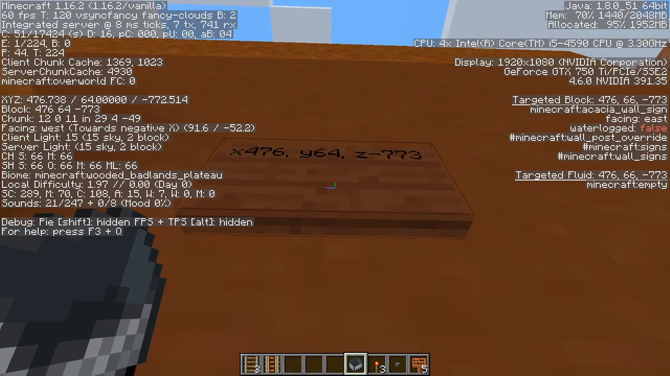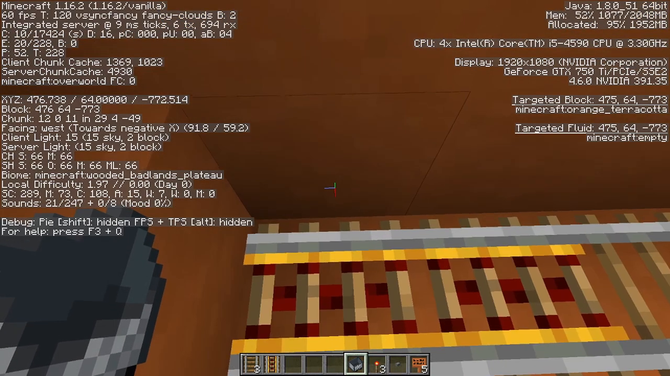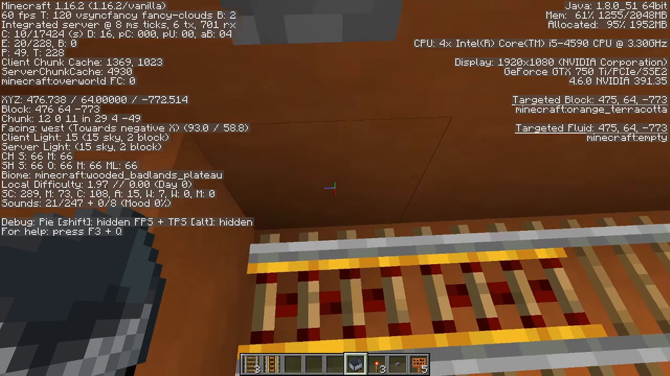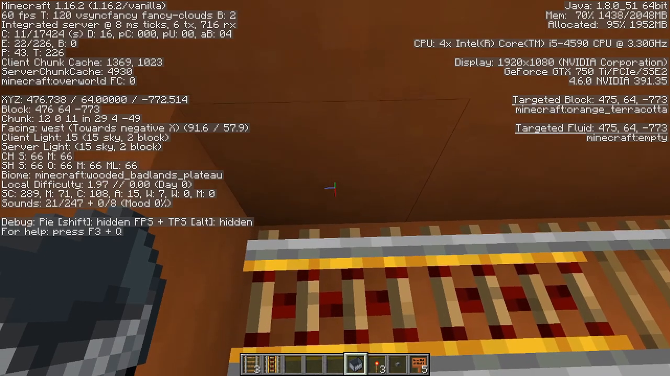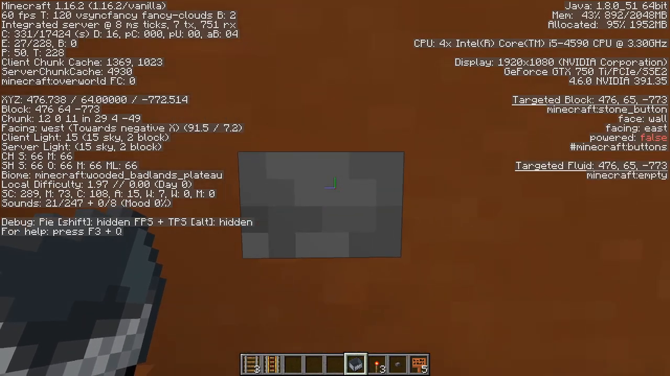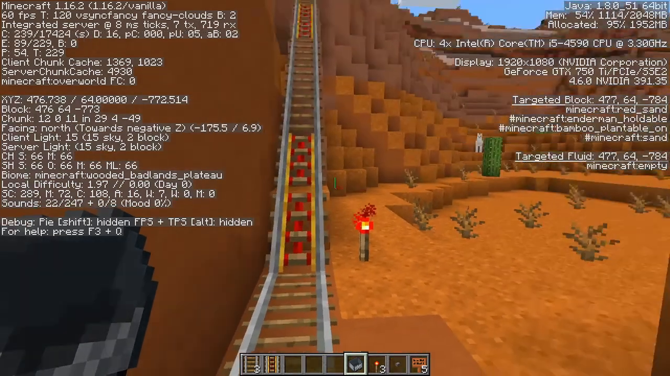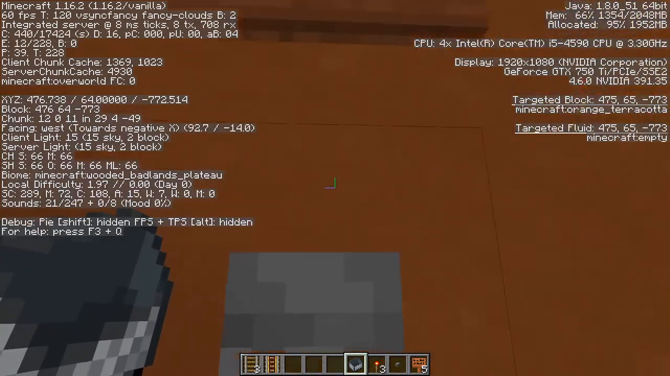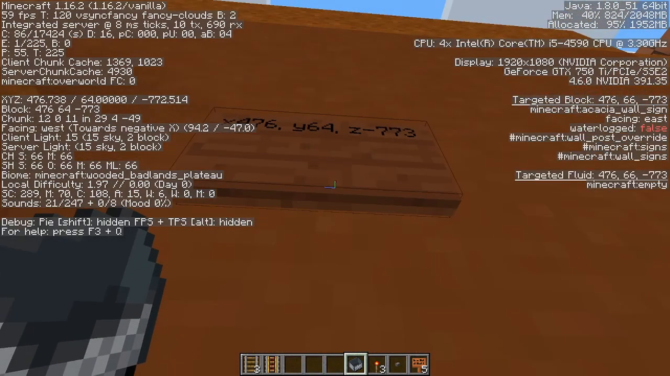So 64, that's the Y coordinate. In Minecraft, that is how far up or down you are from the surface or the very bottom of the world. So bedrock would be 0, and sea level is around 60, 64. So we're at sea level right now.